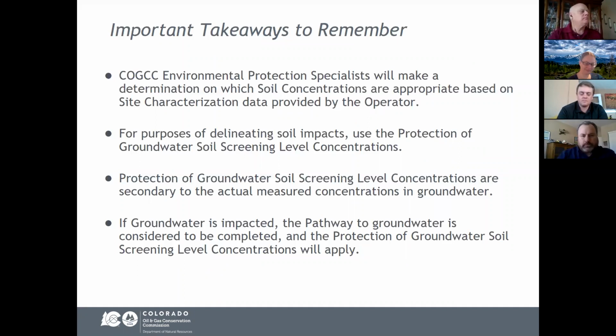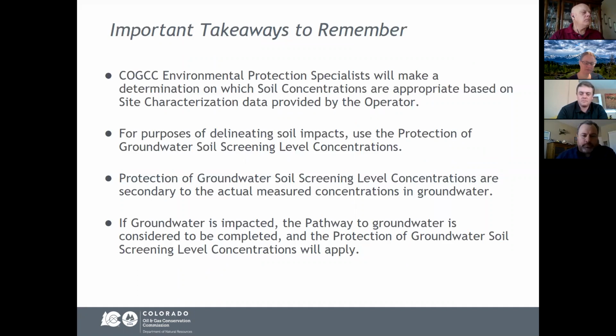So just some important takeaways to remember. The first is that the COGCC Environmental Protection Specialist will make the determination on which soil concentrations are appropriate based on site characterization data provided by the operator.